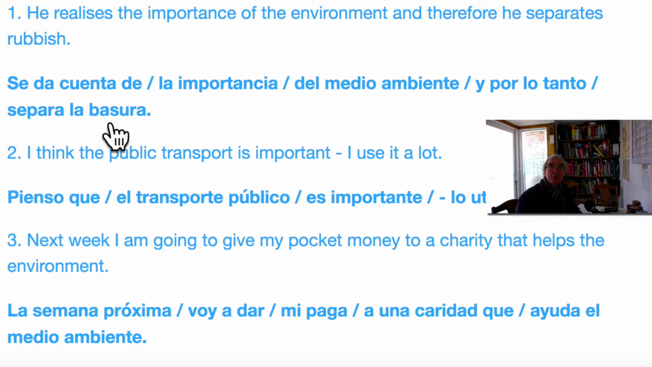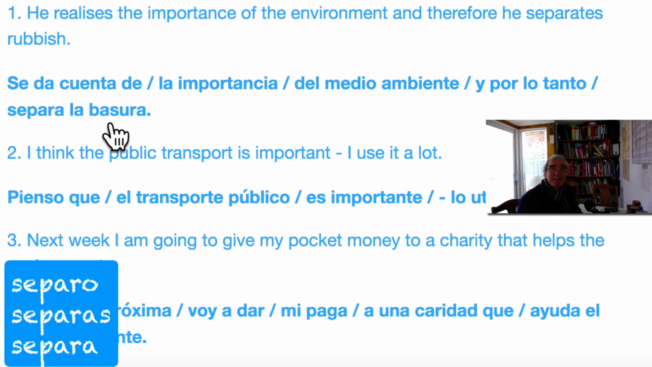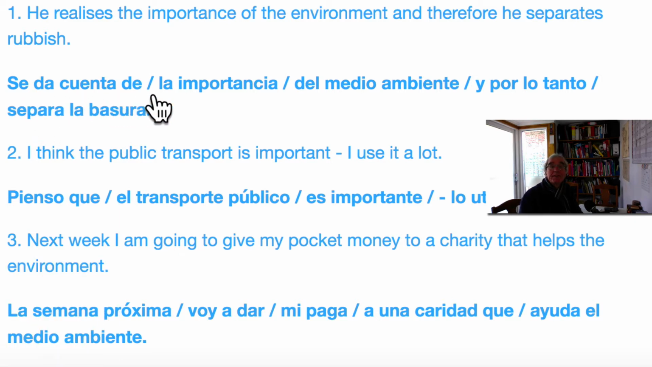Separar is the verb to separate. So separo would mean I separate, separas means you separate, and here we have separa, which means he or she or you polite separate. So this is what we call the third person. So once again, se da cuenta de la importancia del medio ambiente y por lo tanto separa la basura.